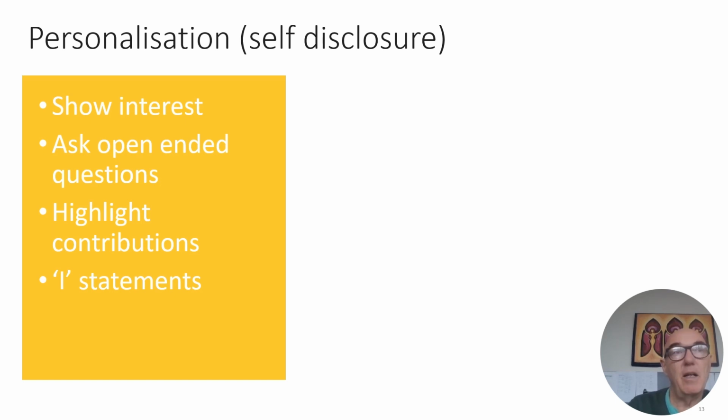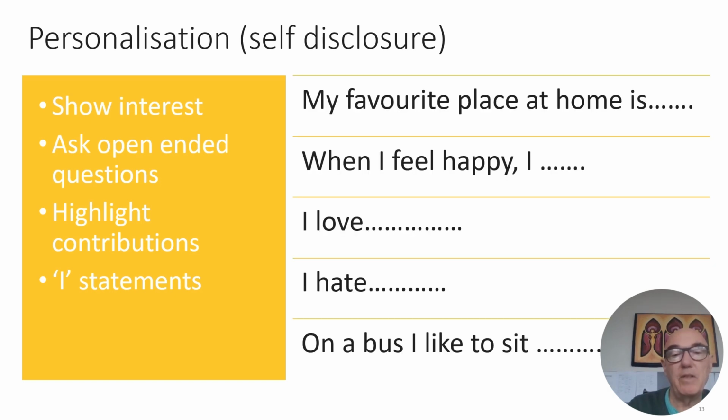And an activity that I like is what I call I statements, where essentially you have sentence stems which the learners complete for themselves. So, for example, my favourite place at home is in front of the television, by the fire. So they can be practicing specific language, like prepositions of place or describing. So number 1 and 5 are describing spatial relations. On a bus, I like to sit near the back or near the window.